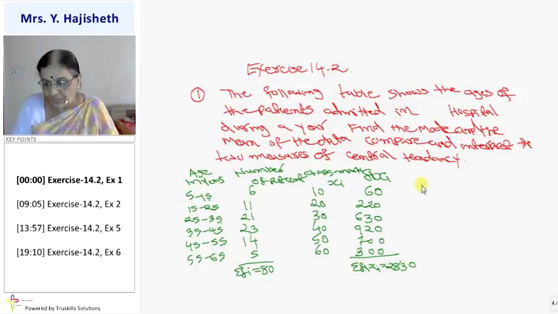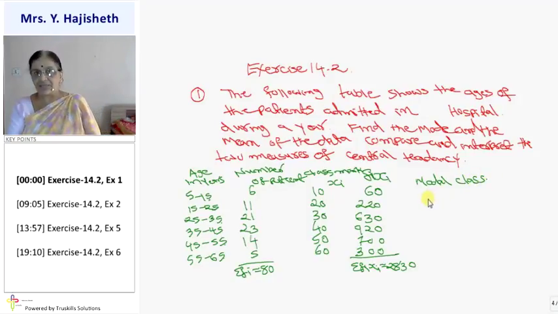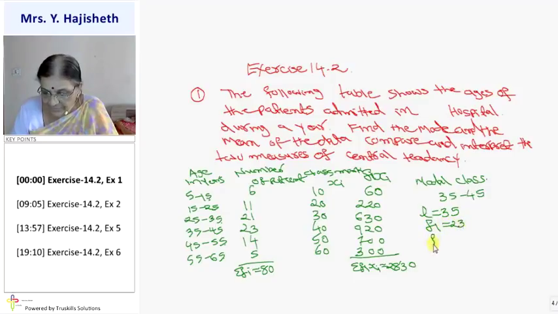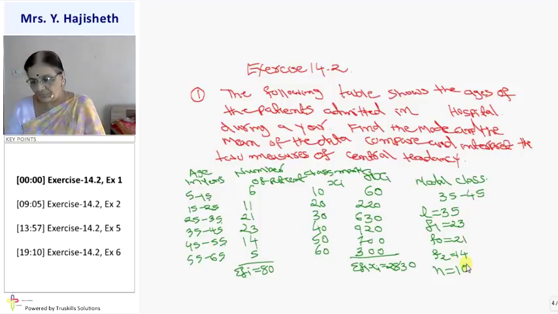Okay. Now for mode. Mode के लिए हम क्या करेंगे? First I should find out the modal class. Mean के लिए सब तैयारी हो गई. Modal class is a class with highest frequency. Highest frequency is 23. And class against 23 is 35 to 45. Clear? So naturally my L is 35. Now frequency of modal class is 23. Frequency of a class preceding to modal class is 21. And frequency of the class succeeding to modal class is 14. And h, class length, is 10. सब तैयारी होगी. Now I should find out first mode and then mean.